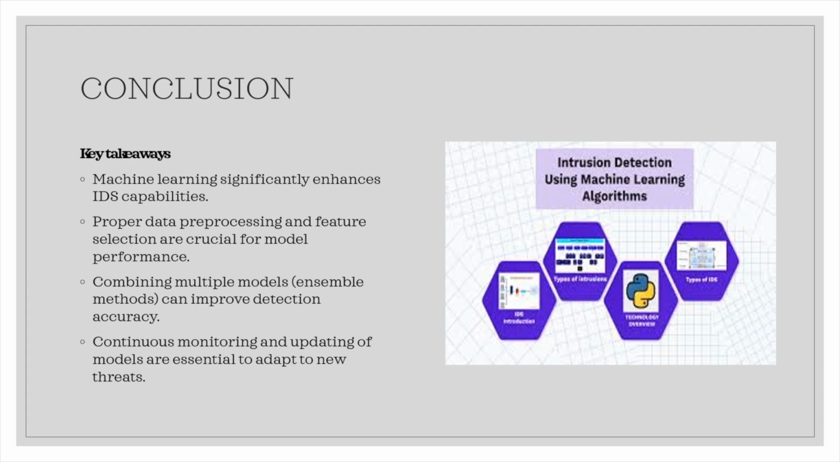And coming to the conclusion, the key takeaways we have are that machine learning significantly enhances IDS capabilities, and proper data preprocessing and feature selection are crucial for model performance. Combining multiple models, which is ensemble methods, can improve the detection accuracy. And also continuous monitoring and updating of models are essential to adapt to new threats.